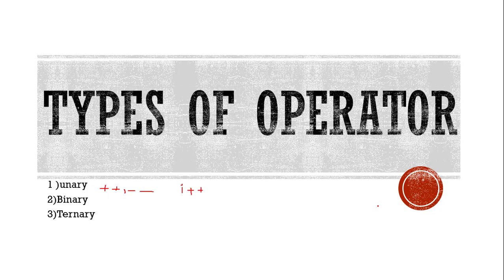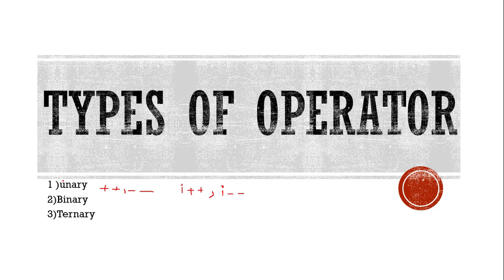Let us discuss the types of operator. There are three types of operator: unary, binary and ternary operator. Here uni means one. Unary operators are those that deal with only one operand at a time. Here the example is that plus and minus are unary operators, like in coding when you do i plus plus or i minus minus, which increments the value by 1 or decrements the value by 1. These are the unary operators.